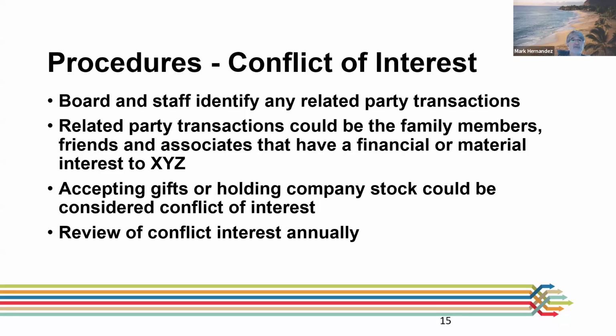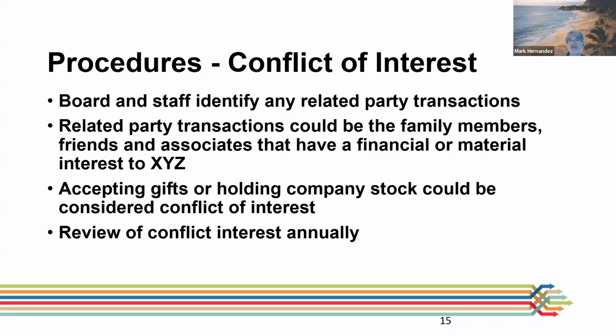What are related party transactions? It's anybody that has a financial and material interest in the organization in that situation. And that could be either family members, associates, family members all the way down to, let's say, siblings or other things like that, that would be benefiting from the organization's contract or procurement with that vendor. That's what happens. Accepting gifts and having stock in companies is also considered a conflict of interest.